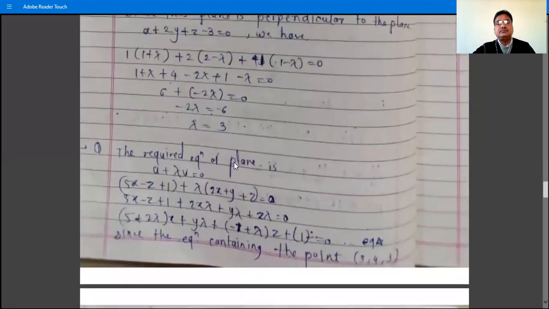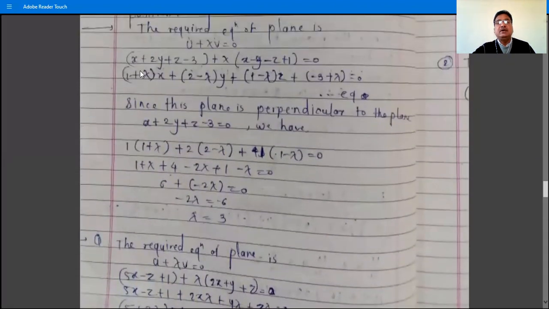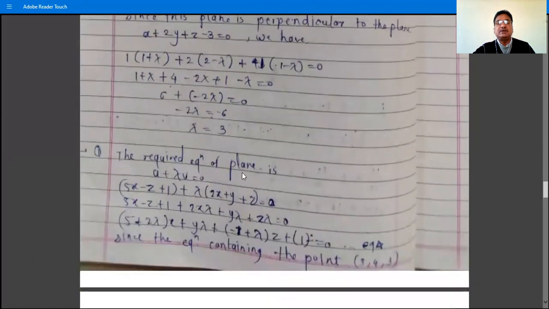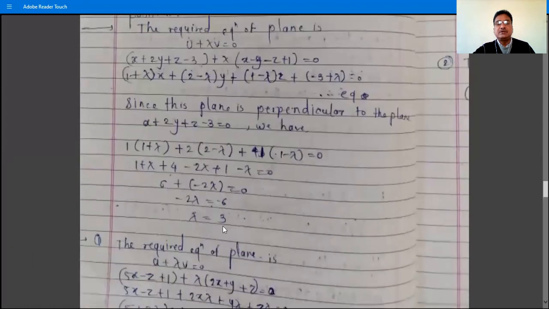So substitute the value of lambda as 3. We have 3 plus 1, that is 4x, 2 minus 3, that is minus y, and 1 minus 3, that is minus 2z, and minus 3 plus 3 is 0, is equal to 0, the equation of the required plane. Write one more step here: substitute lambda is equal to 3 in equation star. We get the required equation of plane as 4x minus y minus 2z is equal to 0.